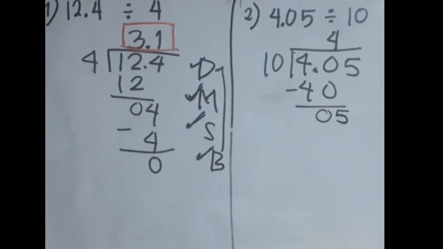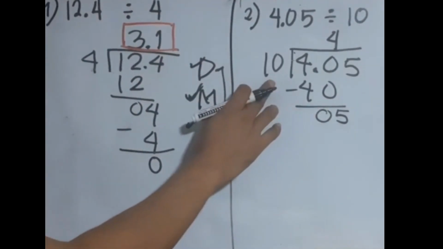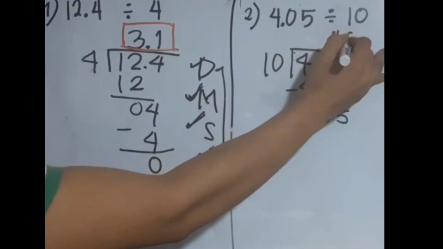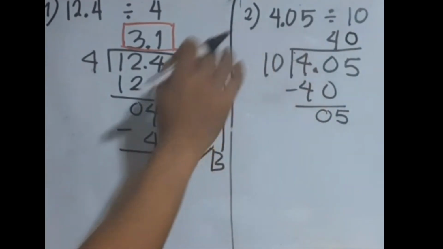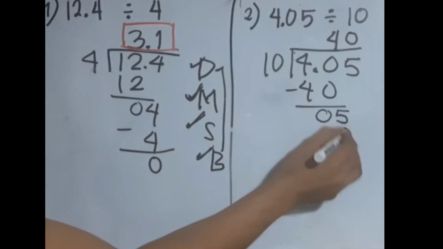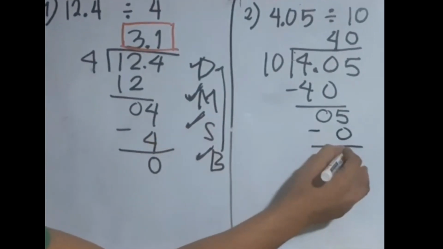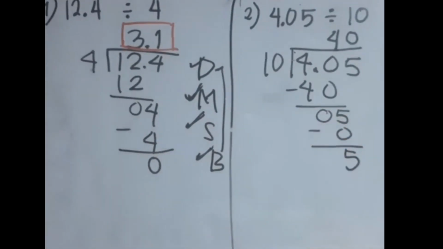Now, let us divide. Go back to the first step, divide. 5 divided by 10 cannot be. So, what will be now our answer? That will be now 0. Then, multiply. 0 times 10 is equal to 0. Subtract. Then, the answer is 5 minus 0. The answer is 5.